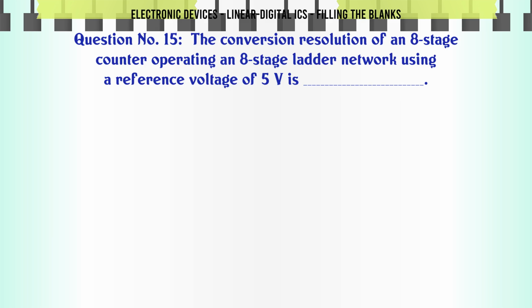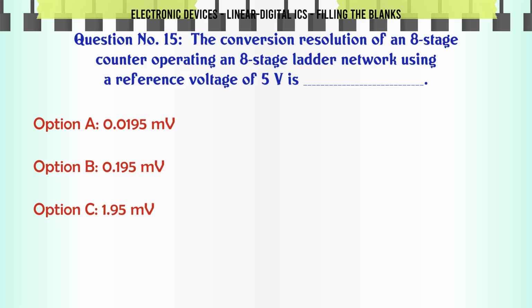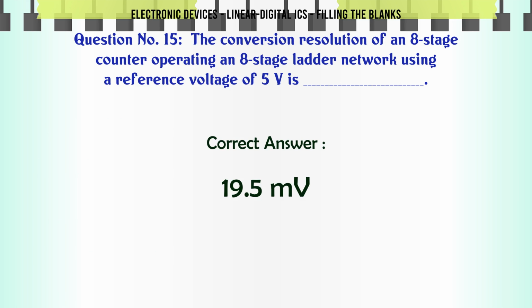The conversion resolution of an 8-stage counter operating an 8-stage ladder network using a reference voltage of 5V is: A, 0.0195 mV; B, 0.195 mV; C, 1.95 mV; D, 19.5 mV. The correct answer is 19.5 mV.